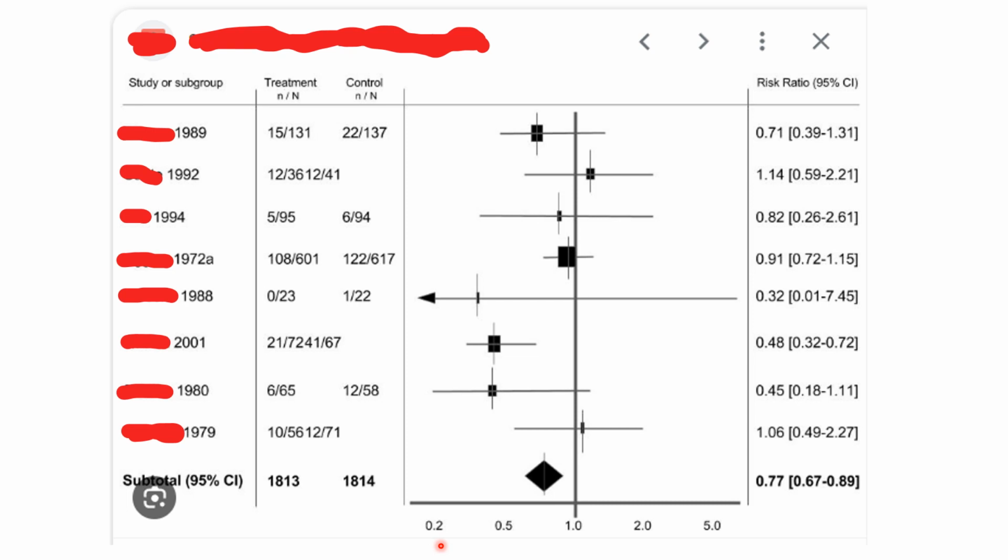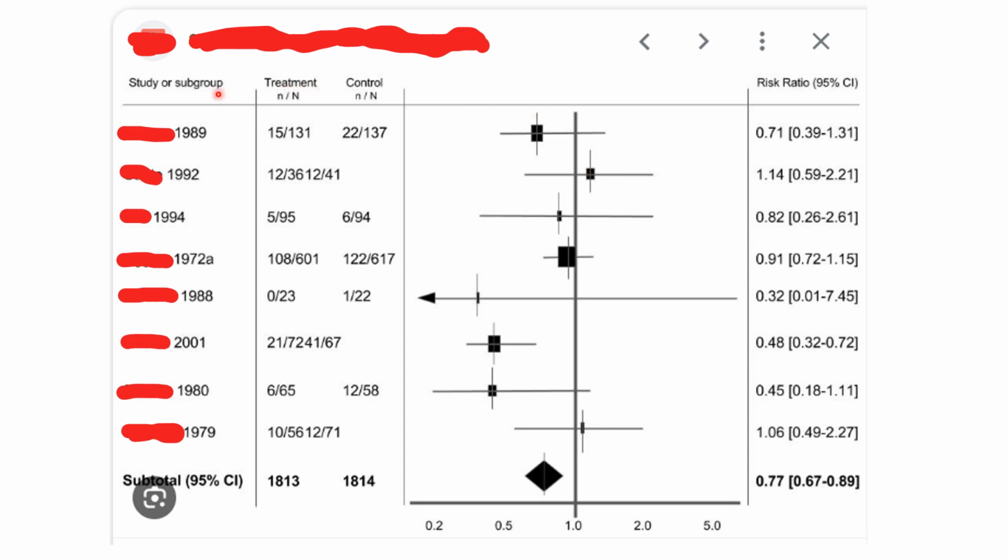So this is demonstrating the effect size, the effect of the study. This vertical line is indicating the line of difference. Anything on the right side of the line is showing a difference, and anything on the left side of the line is showing no difference. In other words, the left side of the line is showing a negative impact and the right side of the line is showing a positive impact.